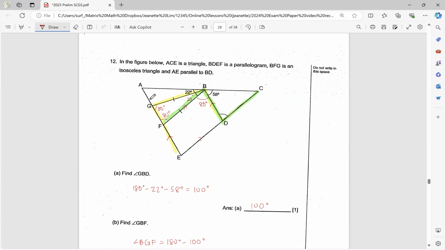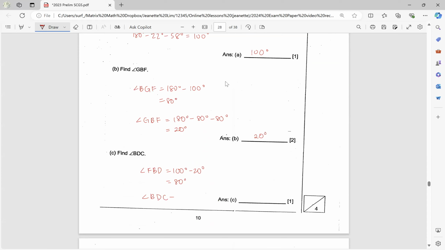Actually, alternatively, you can also look at alternate angles over here like that. So this 80 here is the same as this 80, so we know that they are equal. And now this and this angle, they're alternate angles. So this is also 80. Okay, so BDC is also 80 degrees.